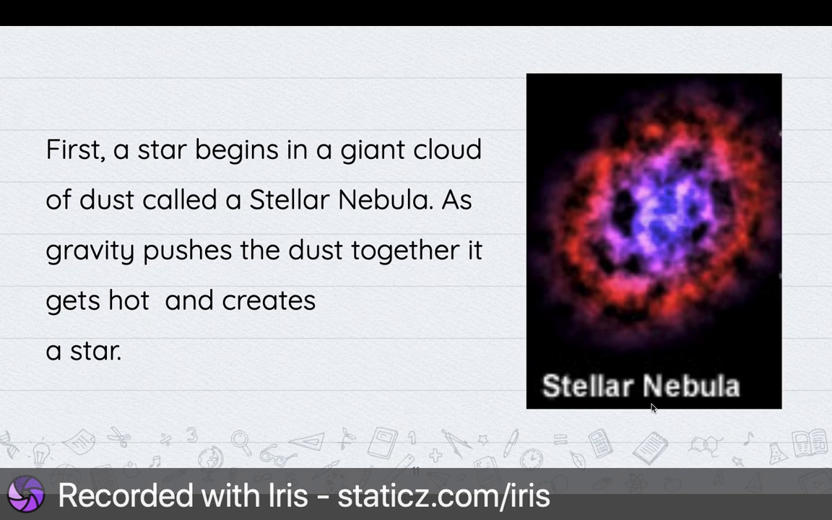First, stellar nebula. First, a star begins in a giant cloud of dust called a stellar nebula. As gravity pushes the dust together, it gets hot and creates a star. So all of this is being pulled into the center. All around, this dust and gas is being pulled and pressed together. It's getting very hot and it's creating a star.